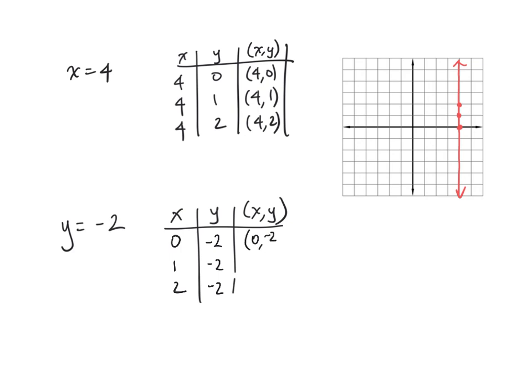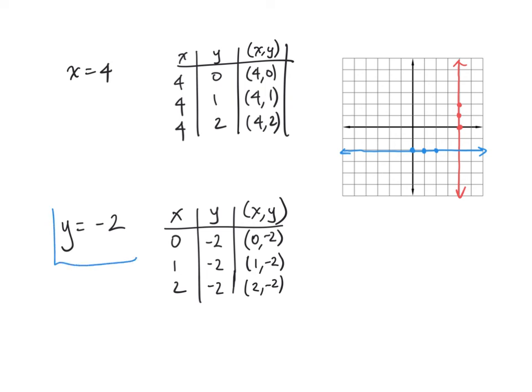I've got (0, -2), (1, -2), and (2, -2). Anybody else bothered by this gap? Yeah, me too. Let's fix that. All right. (0, -2) is here. (1, -2) is there. And (2, -2). There is the line for that one.